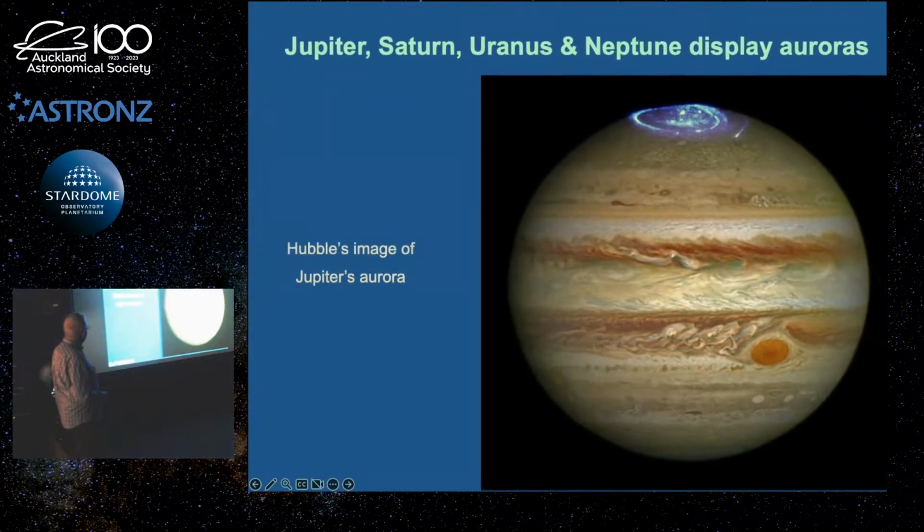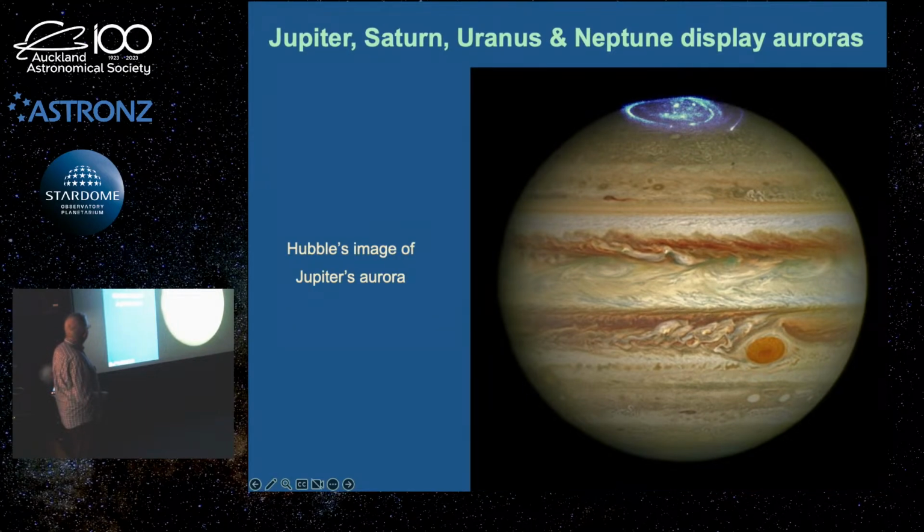Another one, do other planets have aurora? Absolutely. The 2 gas giants and the 2 ice giants further out, so Jupiter, Saturn, Uranus and Neptune, they all have magnetospheres. So absolutely, they all get aurora. The solar wind goes out that far, these coronal mass ejections can go out that far. So here's a lovely image from the Hubble telescope of Jupiter's aurora. It's north pole.